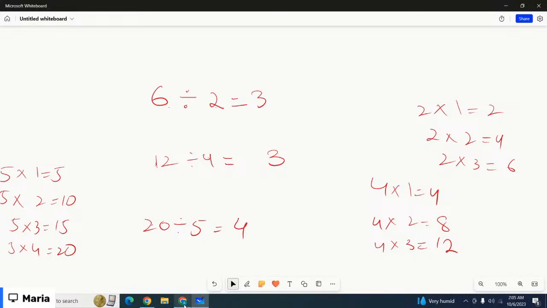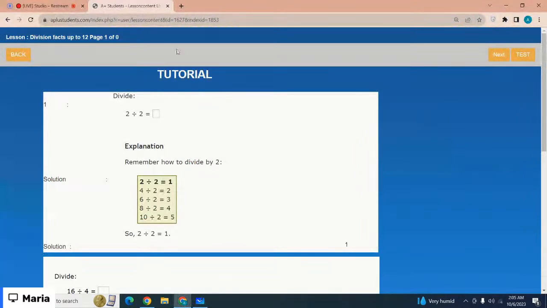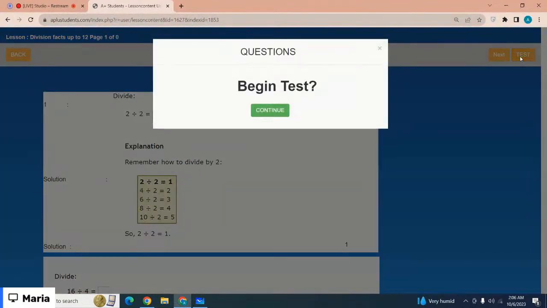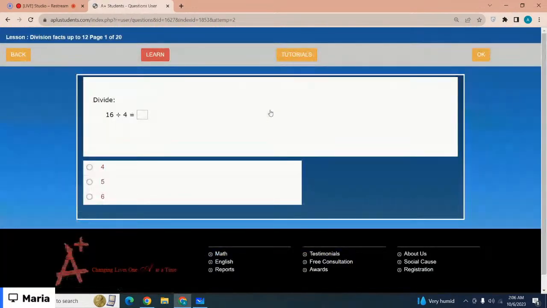Okay, let's do practice questions. Let's start with the lesson division facts up to 12, where we divide numbers up to 12. Let's start with the 10. No one is answering. Whenever we do questions related to division, no one is answering. That means you all need to learn multiplication tables, isn't it?